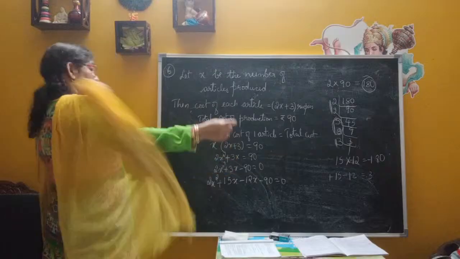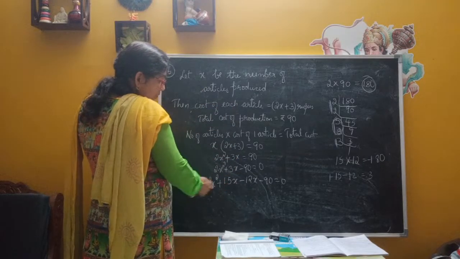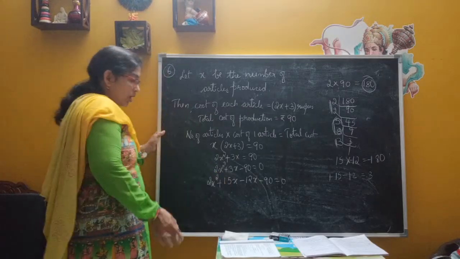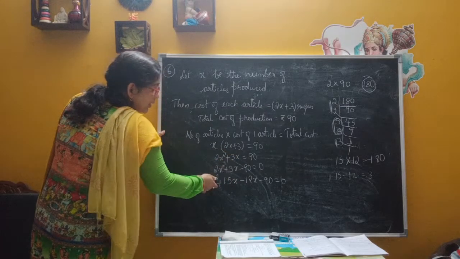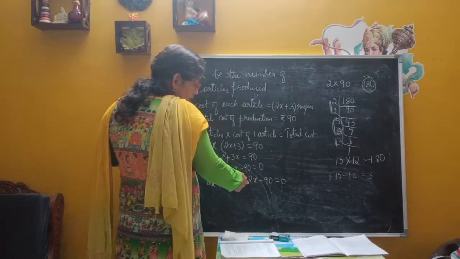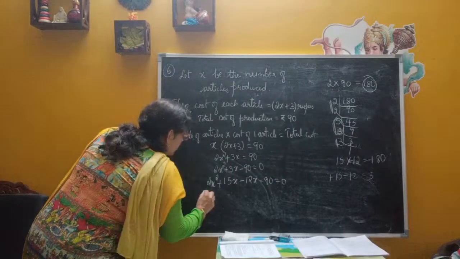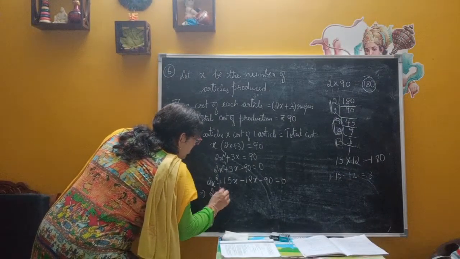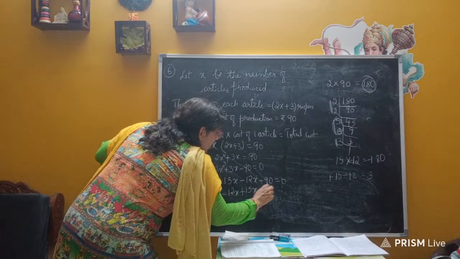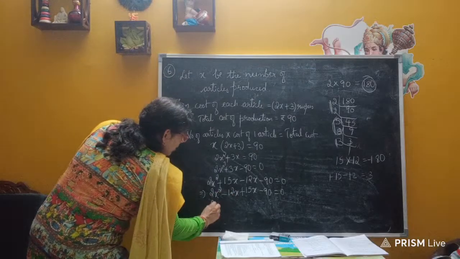Here 2x square, 15x. In x square and x we have common factor x, but 2 and 15 we cannot. Or you can write this as 2x minus 12x plus 15x. That is also fine. That would be easier because 15 6s are 90, isn't it? So let us rearrange them now. 2x square minus 12x plus 15x minus 90 is equal to 0. So 2x is a common factor.